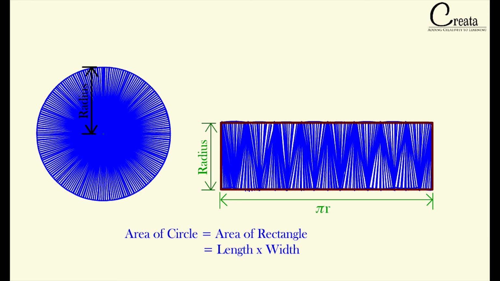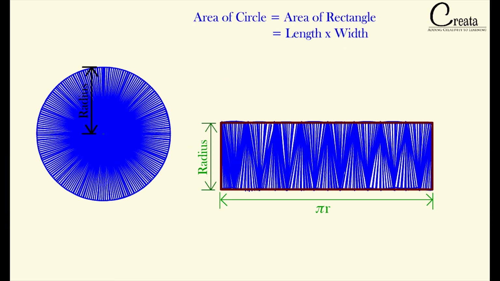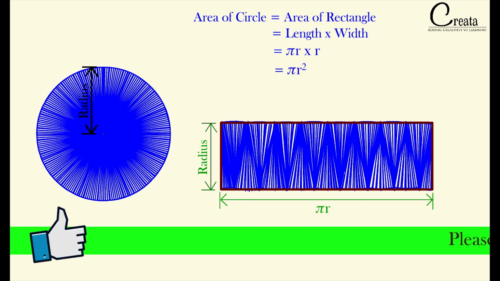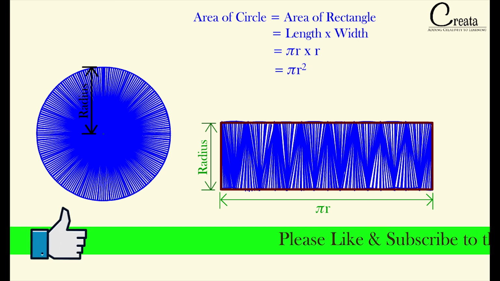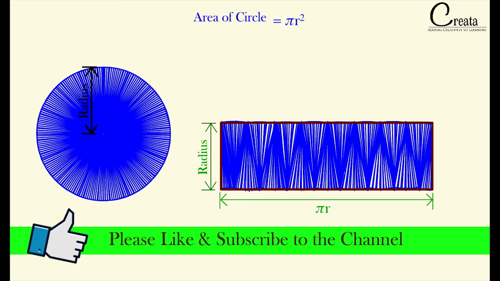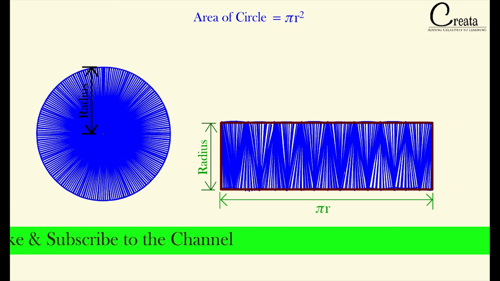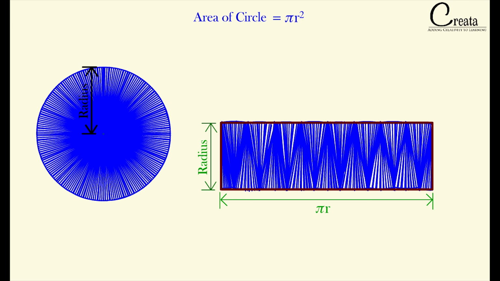So let's calculate the area of the rectangle, that is length into width. That will be r into pi r, that is pi r square. This is the formula for the area of the circle. Pi r square. This is also a very famous formula. So that's it for the area of the circle.